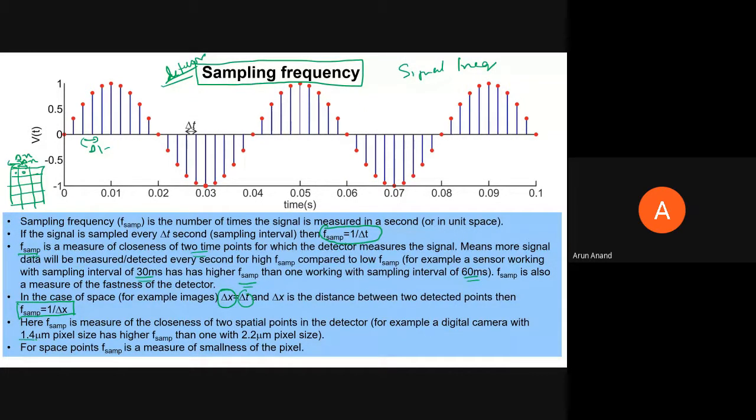For example, a camera with 1.4 micrometer pixel size has higher sampling frequency compared to a camera with 2.2 micrometer pixel size. Cell phone cameras are available with both, and now we even have less than 1 micron pixel size cameras. So in this case, f sample is nothing but the smallness of the pixel, whereas in the case of time, f sample is the smallness of the time interval.